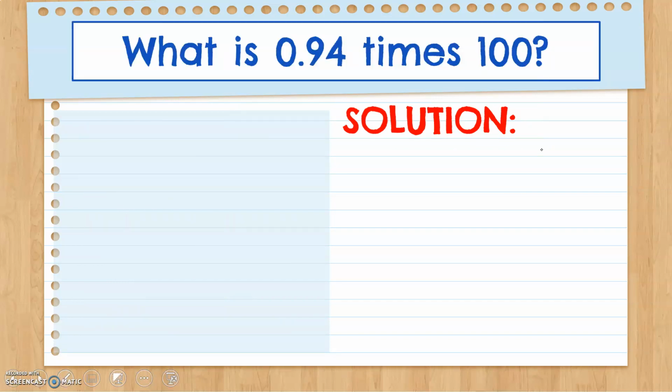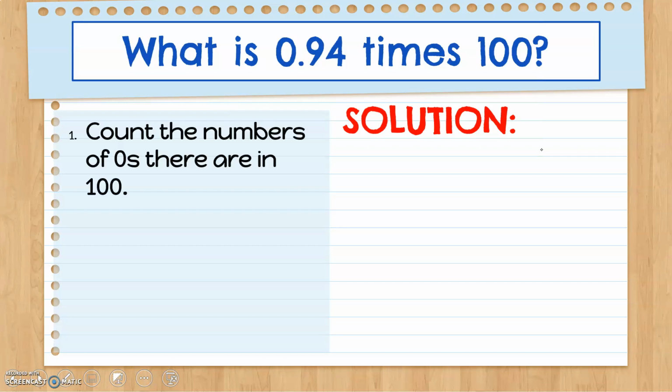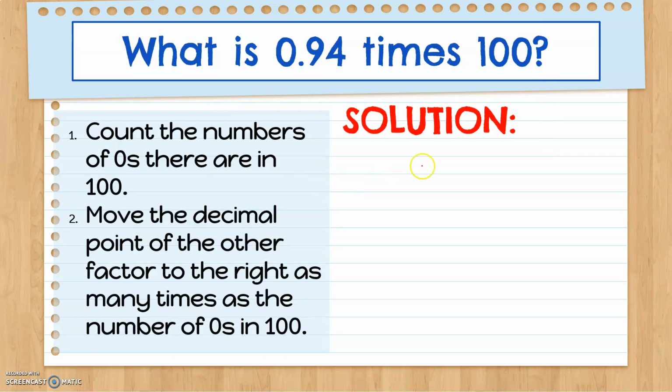What is 0.94 times 100? Again, these are the steps that we'll follow. Since one of the factors is 100, we will just simply move the decimal point of the other factor, which in this case is 0.94, to the right as many times as the number of zeros in 100. So there are two zeros here. That means we move this decimal point twice to the right. So the answer now will be 94.